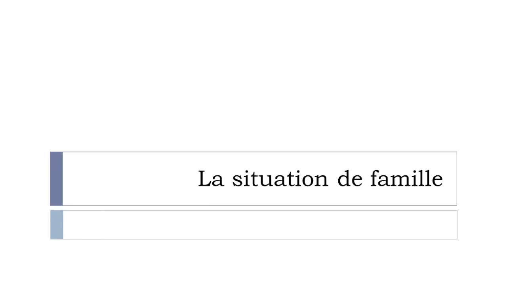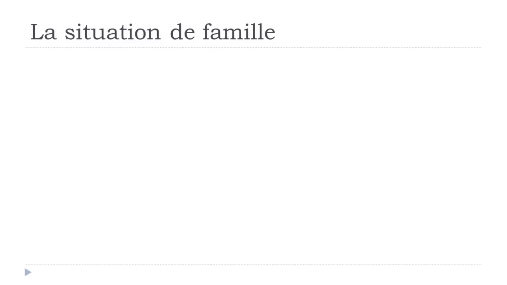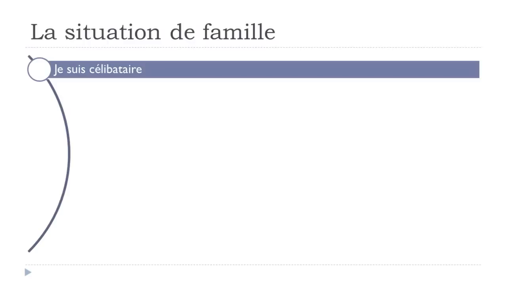This lesson will discover la situation de famille. So if you want to say what your personal situation is, then this is the correct lesson to watch now. Let's start. Je suis célibataire. I know that many of you will laugh when they see this word, célibataire. It doesn't have any other indication but the fact that you are single. Whether it's the masculine form or the feminine form, it will be like that. Je suis célibataire. I am single.